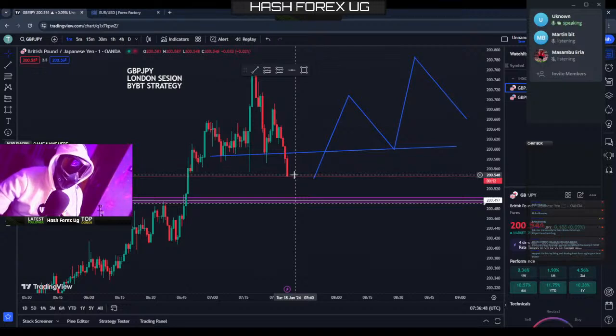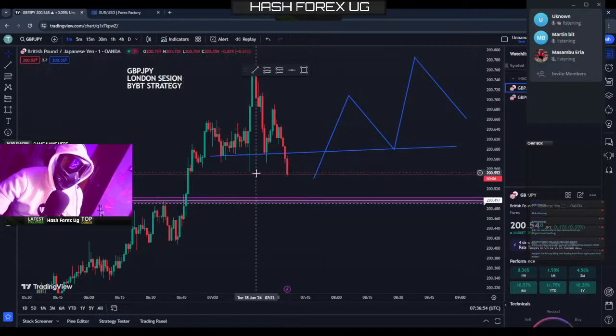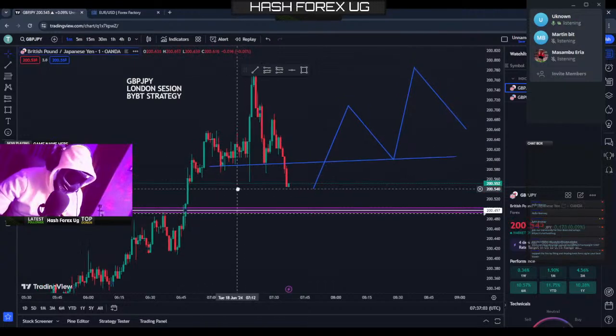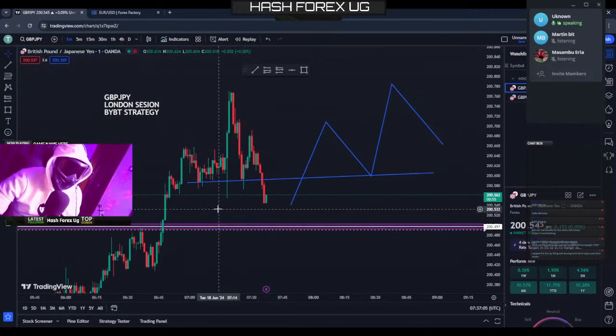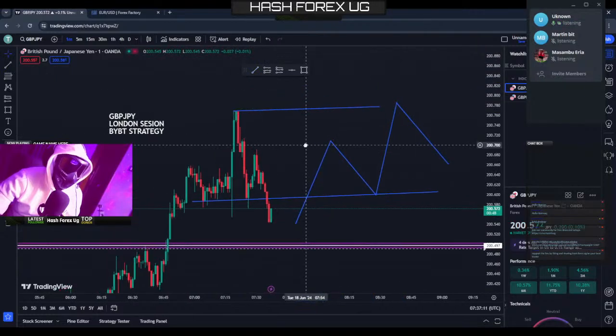So we are seeing GJ is already breaking this zone here. It's already breaking this zone here. So I think we shall not be expecting any buys unless it breaks above here to create new highs.